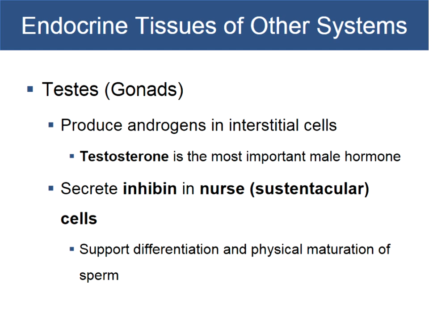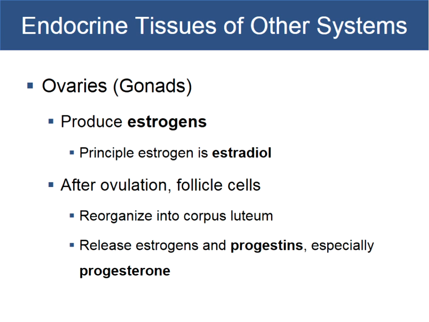Inhibin, which is secreted by their nurse cells, helps to support and to nourish the developing sperm. And this is just kind of an introduction into the hormones, because we'll talk about that whole process of sperm maturation and differentiation in A&P 2.